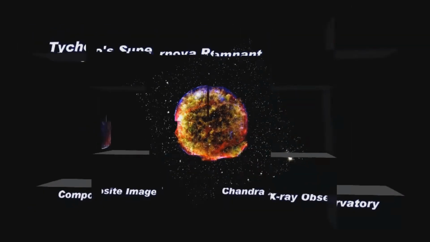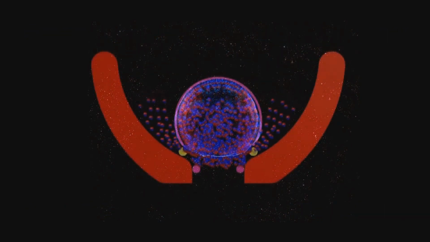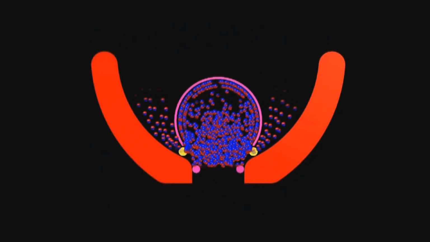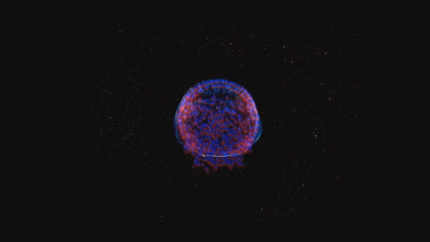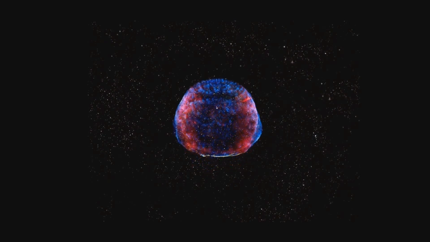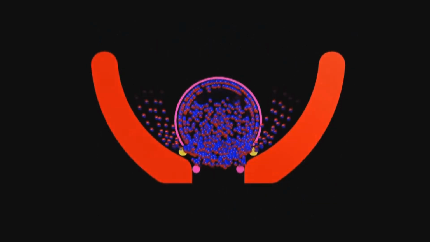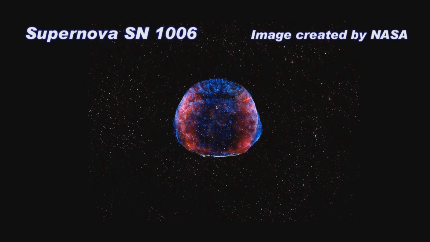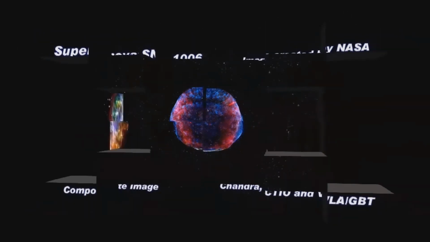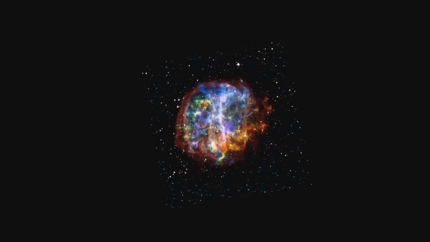Then we have supernova remnant SN 1006. Notice the appearance of the top of this bubble. Notice the axial formation up through the middle of this supernova remnant.